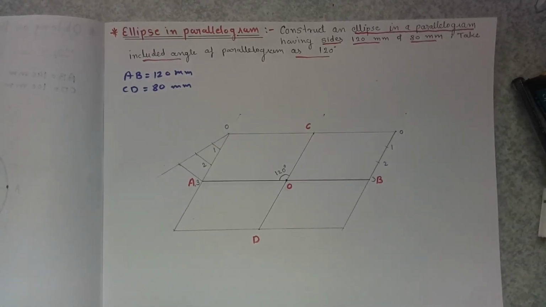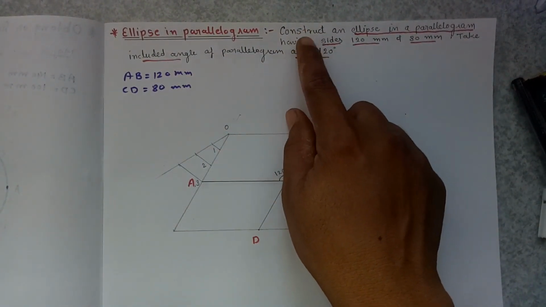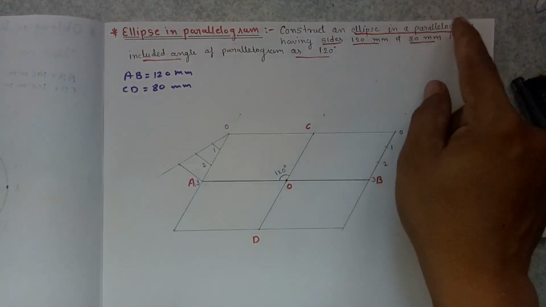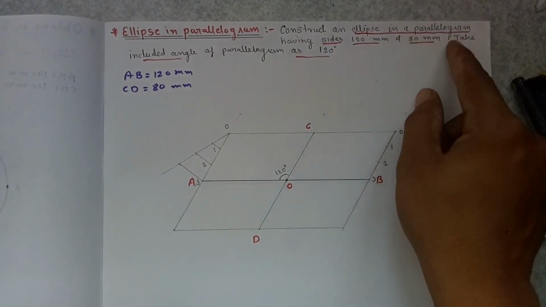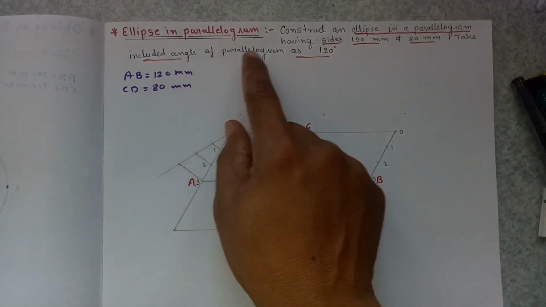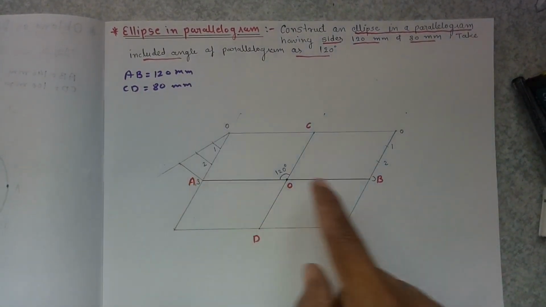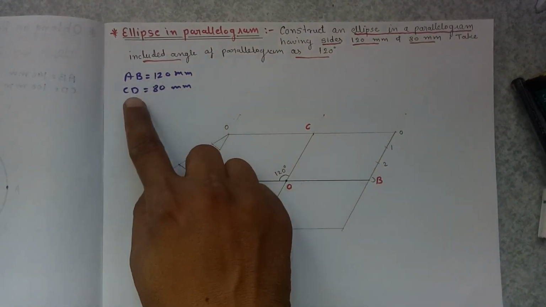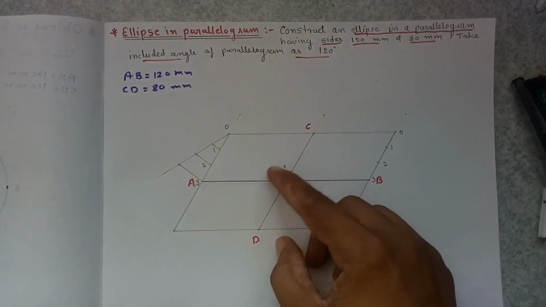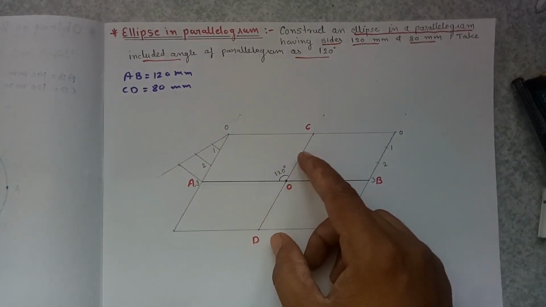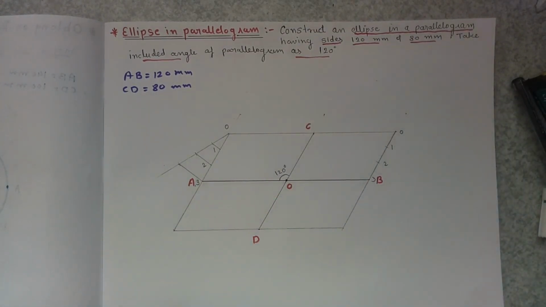Now next method, ellipse in parallelogram. Here is the question: construct an ellipse in a parallelogram having sides 120 mm and 80 mm. Take included angle of parallelogram as 120 degrees. So AB is equal to 120, CD is 80, but we have to draw CD line at an angle of 120 degrees. Here make sure that AB and CD are not the major axis and minor axis.